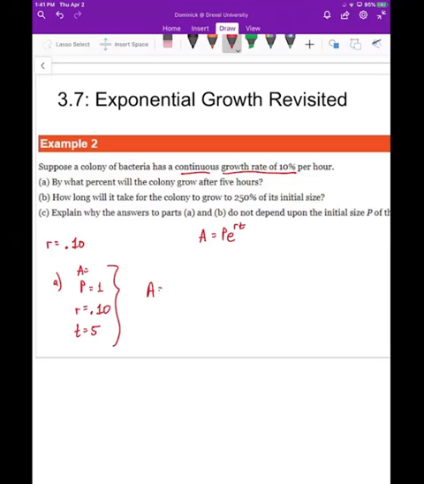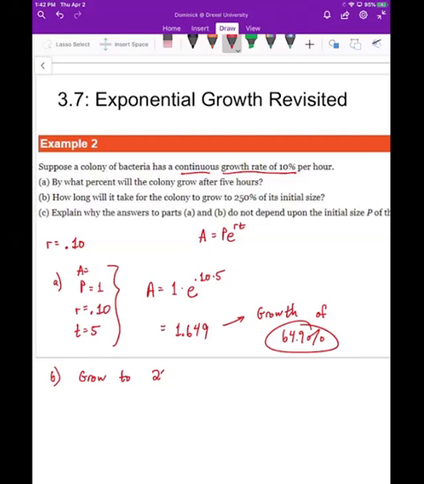All right, so with this in mind, we get that A is equal to 1 times e to the 0.10 times 5. All right, so if we enter this into the calculator, we get that this is equal to roughly 1.649. And since we want the percentage growth, we subtract 1 from that to get rid of the original 100%, and it was a growth of 64.9% after 5 hours. So if they don't give you an initial quantity, you can only talk about sort of a percentage growth.